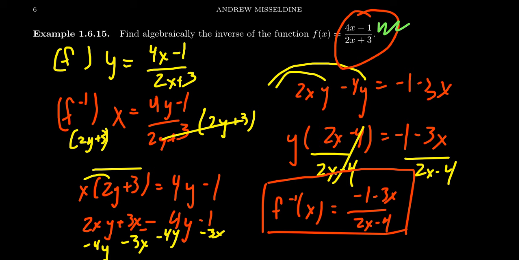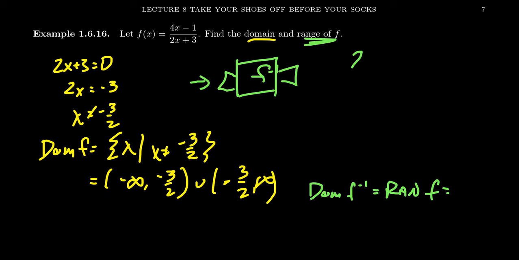We saw that the inverse function is (negative 1 minus 3x) over (2x minus 4). So when will this function be undefined? It'll be undefined when this denominator goes to 0. So that means we have to solve the equation 2x minus 4 equals 0. That makes the inverse function undefined. Add 4 to both sides, you get 2x equals 4. Divide by 2, you get x equals 2.